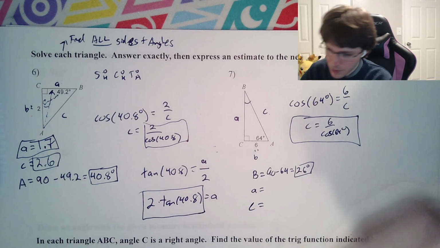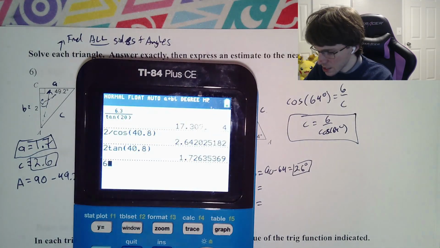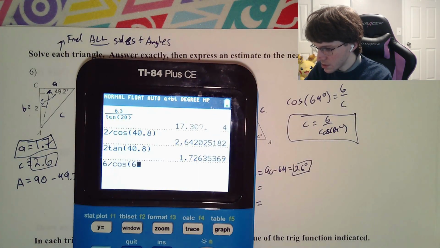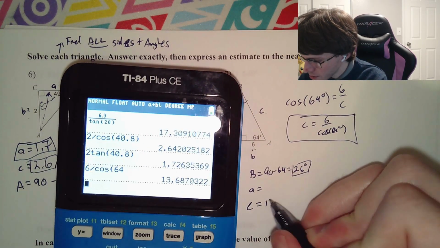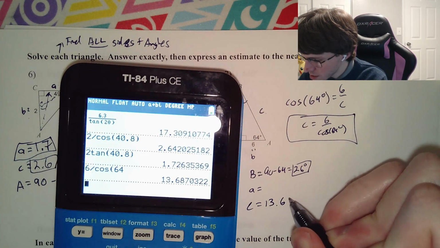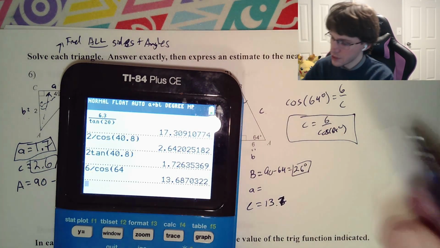But just to write down what that decimal is, throw it into the calculator. We have 6 divided by the cosine of 64, and you're going to end up getting 13.69, which is 13.7 if you round to the nearest tenth like the instructions tell you to do.